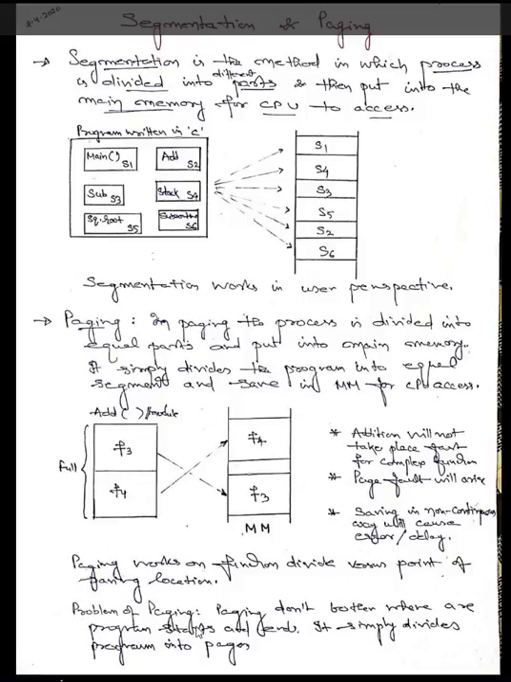Now there is a problem in paging. Paging doesn't bother where the program starts and ends. It simply divides the program into pages. Whether your program starts or ends, the starting point and ending point is not the main criterion. Now here you see F3 and F4.